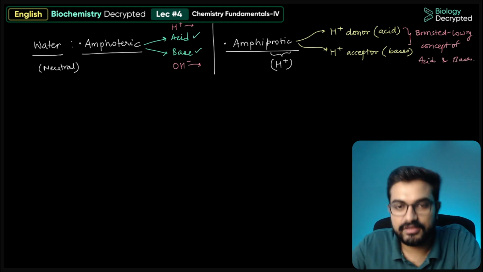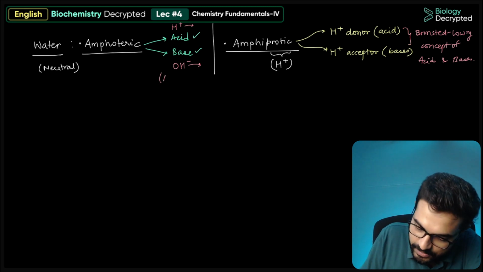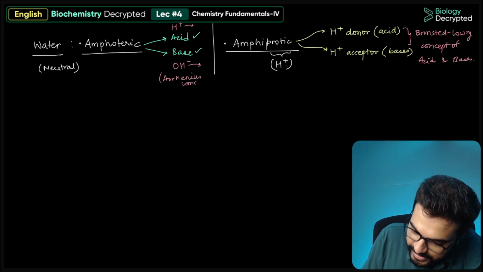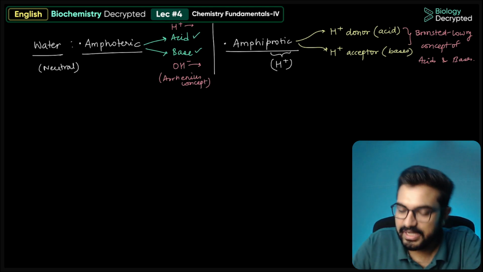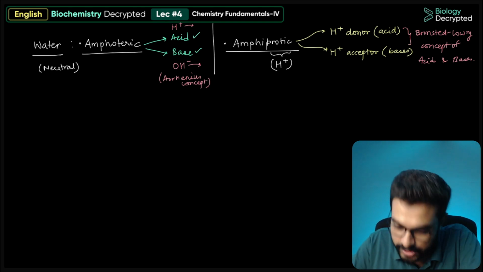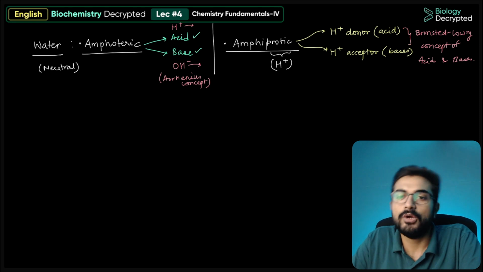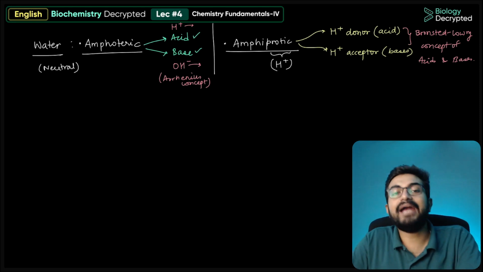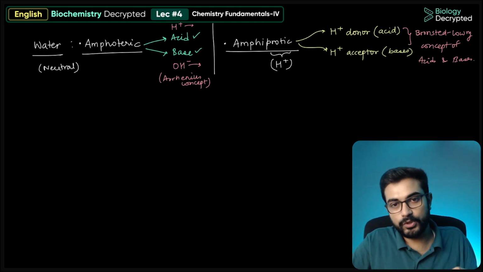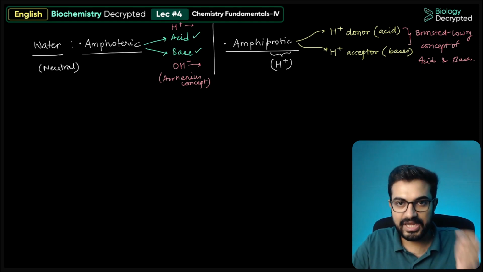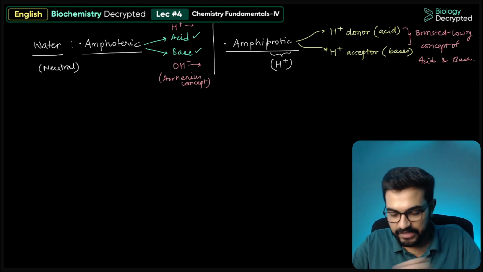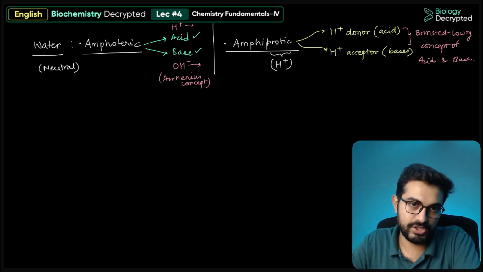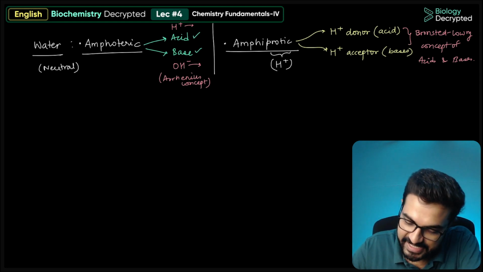So we have seen the Arrhenius concept. This is according to the Arrhenius concept of acids and bases. And this is the Bronsted and Lowry concept of acids and bases, where an H plus donor is known as an acid and an H plus acceptor is known as a base, and water can behave as both. Water can act as an H plus ion donor as well as an H plus acceptor, and therefore water is amphiprotic in nature. So water is amphoteric as well as amphiprotic.